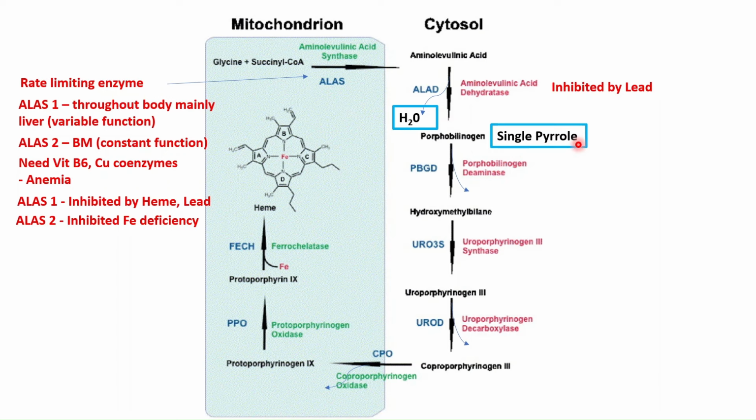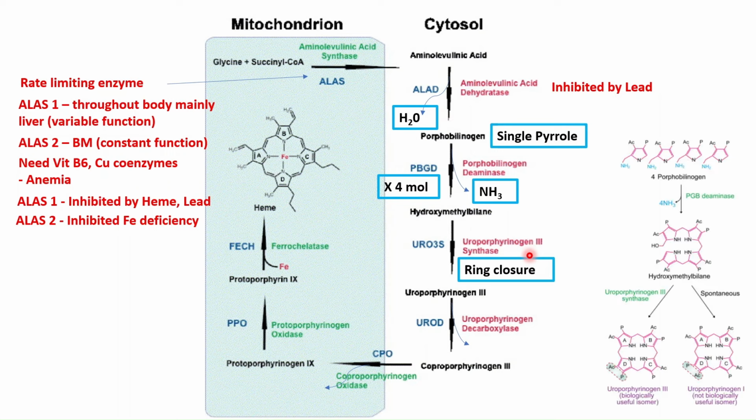The single pyrrole is porphobilinogen. So now we have four porphobilinogens combined together, and there occurs a deaminase reaction. The amino group is removed. So the enzyme is porphobilinogen deaminase, and it results in the formation of hydroxymethylbilane. Then it is a ring structure which undergoes ring closure to form uroporphyrinogen 3.